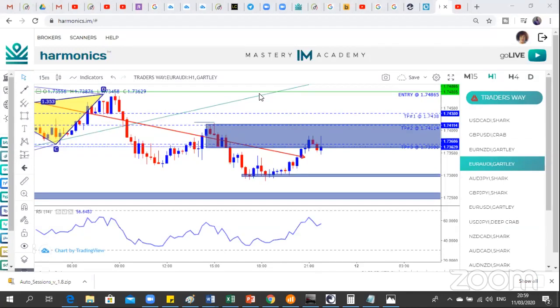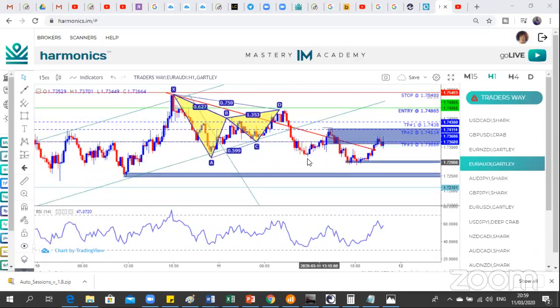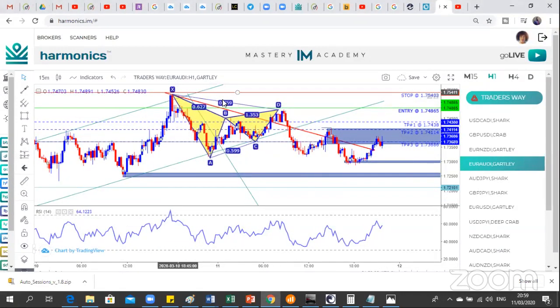Please, coach, can you point out where stop loss is? Good. Whenever you enter a trade that is divergence and X is above D, your stop loss is at the X. Your stop loss is at the X.